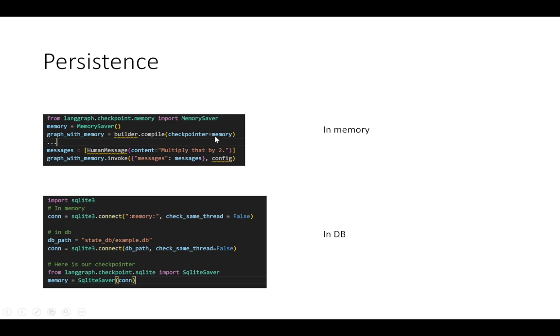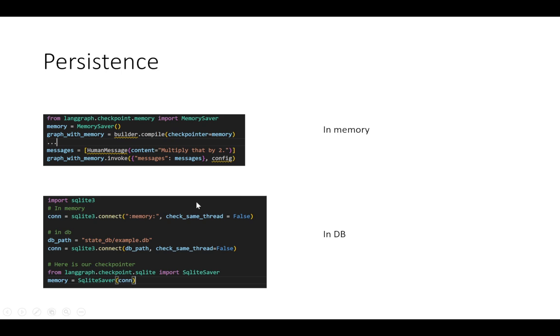Now with this, first of all, you have to use a config. You have to use a specific thread so that it uses the persistence and remembers the last state. And here I have said multiply that by 2. So if there was some computation that happened before, now it knows that the result of the previous computation is to be multiplied by 2.